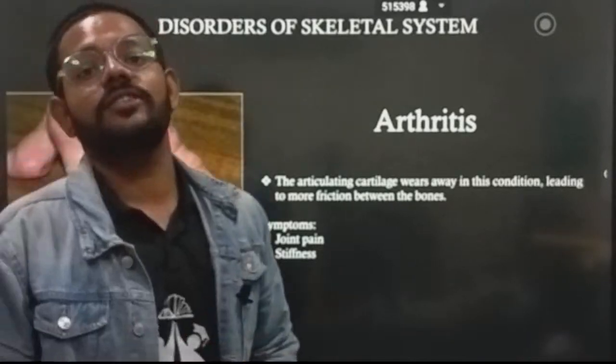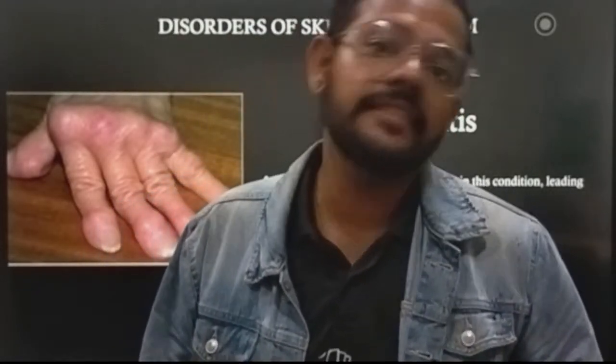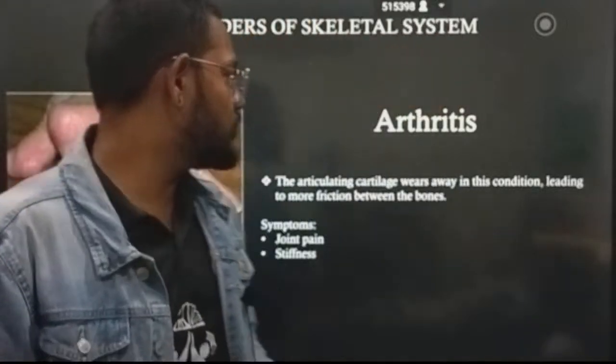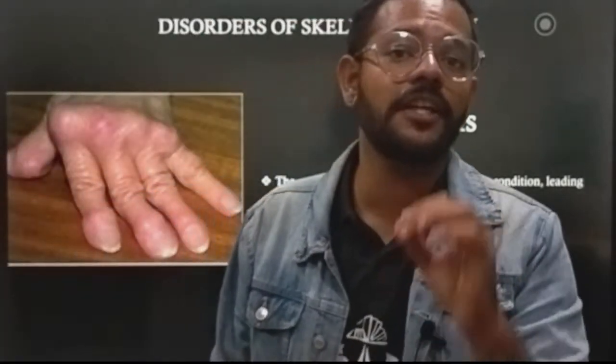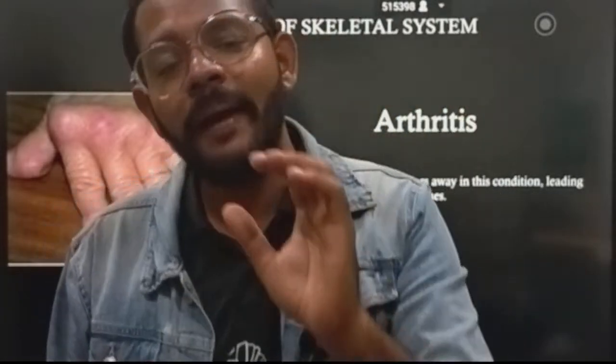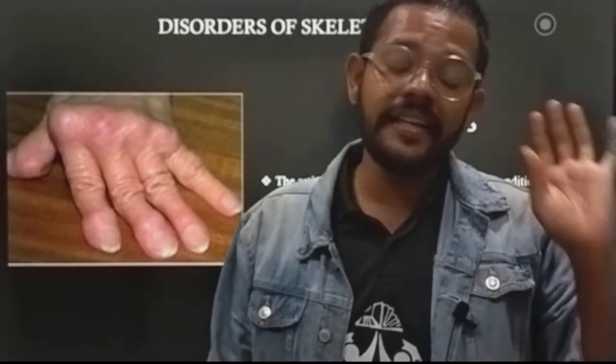Next we have disorders of the skeletal system, the disorders which occur due to different types of deposition and different types of diseases of your skeletal system. First is arthritis, which is also known as inflammation of joints. The simplest definition of arthritis is inflammation of joint. Only one line definition: inflammation of joint is called arthritis.